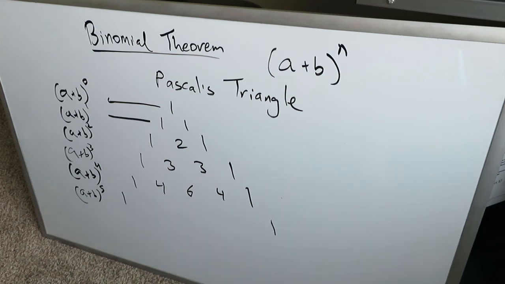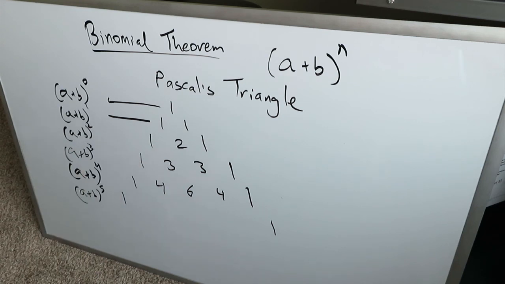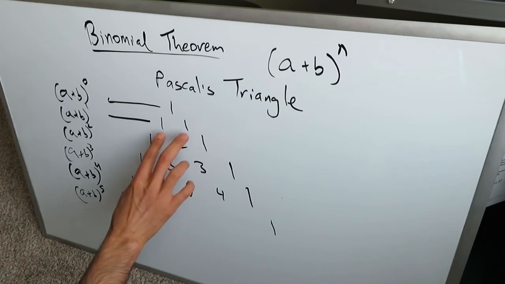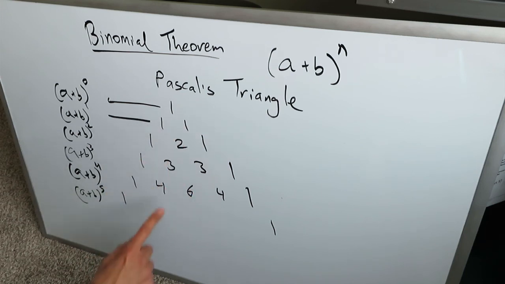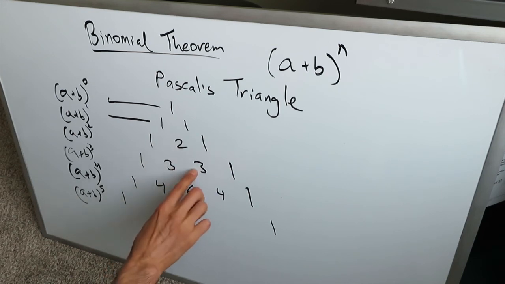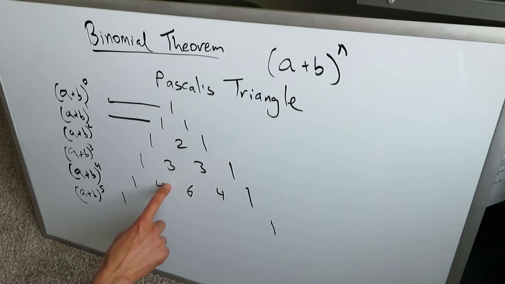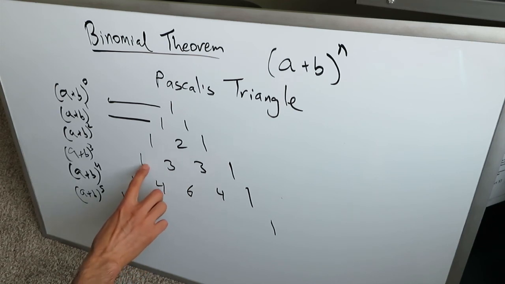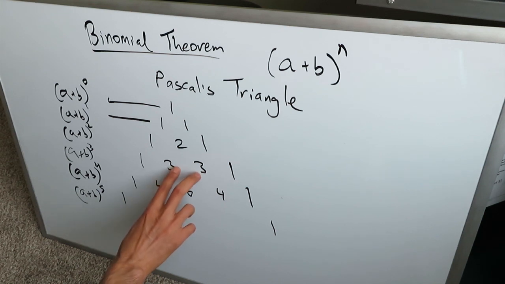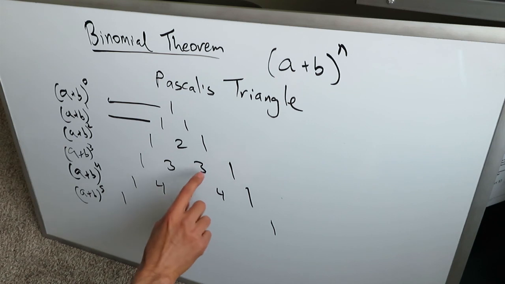And now look at the last trend I'm going to show you. Each of the middle numbers in each row is the sum of the numbers above it. You look at this. This number 2 is the sum of the two numbers directly above it, 1 plus 1. This 3 is the sum of the two numbers directly above it, 1 plus 2. Same, this 3 is the sum of 2 plus 1. This 4 was the sum of 1 and 3. This 6 was the sum of 3 and 3. This 4 was the sum of 3 and 1.